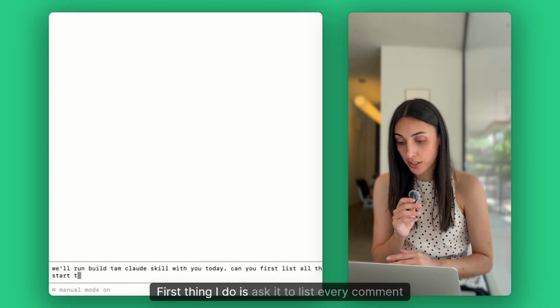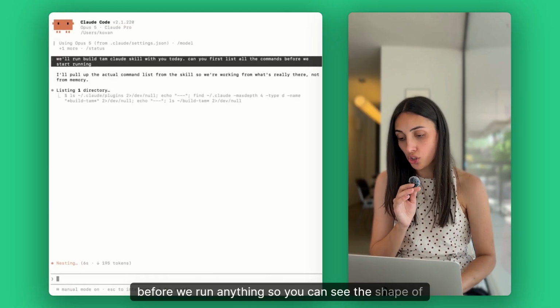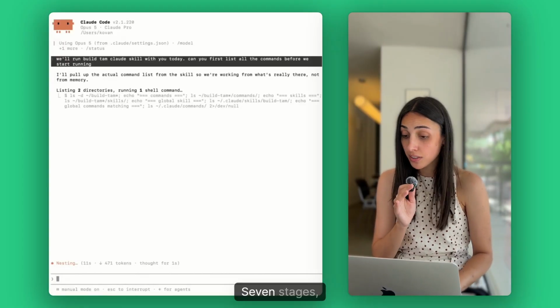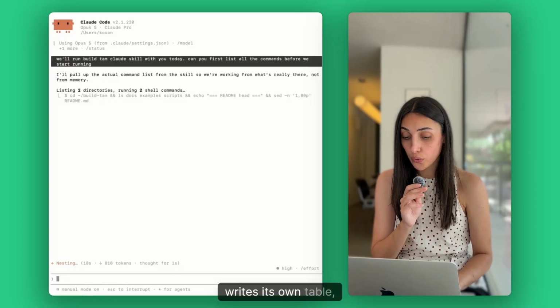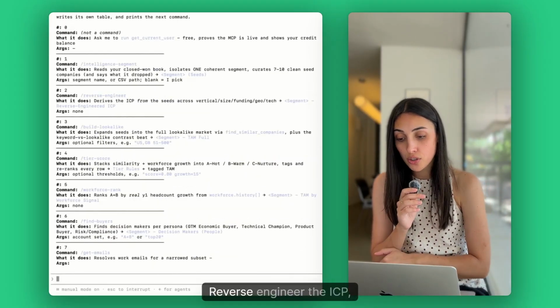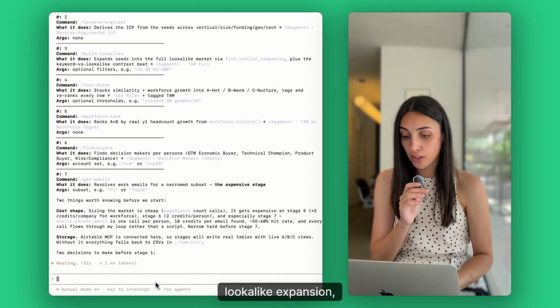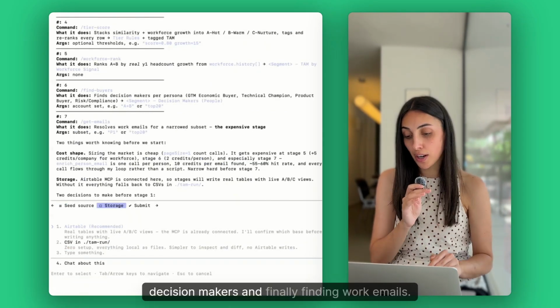First thing I do is ask it to list every command before we run anything, so you can see the shape of what's coming. Seven stages, each one reads the previous stage's output, writes its own table and prints the next command. Segment and seeds, reverse engineer the ICP, lookalike expansion, tier scoring, workforce ranking, decision makers, and finally finding work emails.